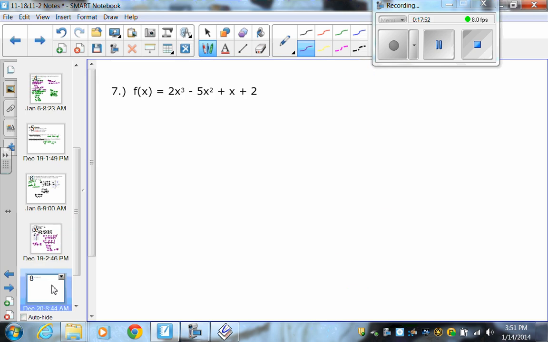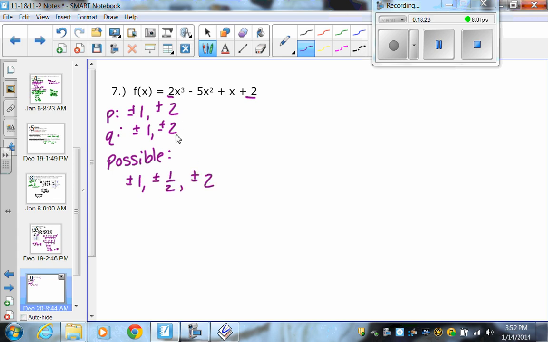Let's try one more of these. So listing out my factors of p would be plus or minus 1, plus or minus 2. My factors of q, which is the leading coefficient, would be plus or minus 1, plus or minus 2. So my possible zeros: 1 over 1 is just plus or minus 1, plus or minus 1/2, plus or minus 2, and 2 over 2 is just 1. We already have that listed, so we don't have to list it again.